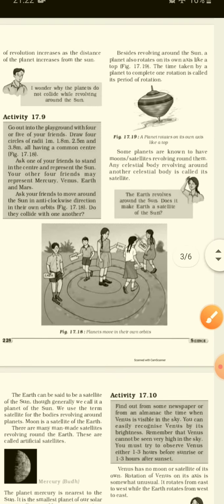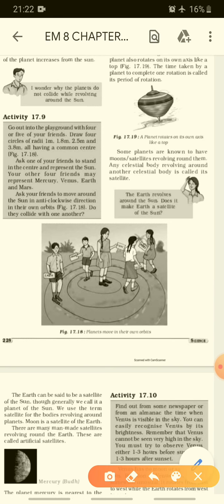Here an activity is given. Planets move in their own orbit. See, here a solar system is shown. The Sun is in the center. We can see how the other boys and girls are moving in their own paths. Each one is in its own orbit. And we learned about the period of rotation and the period of revolution.